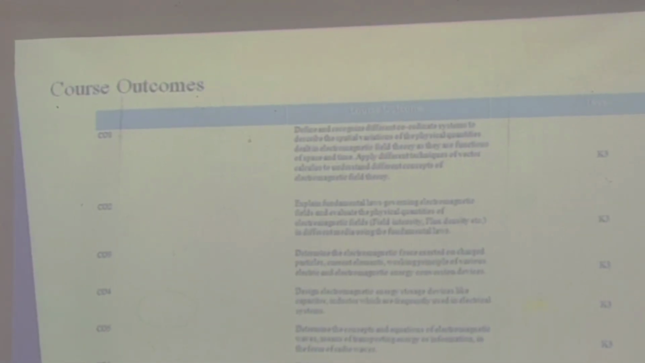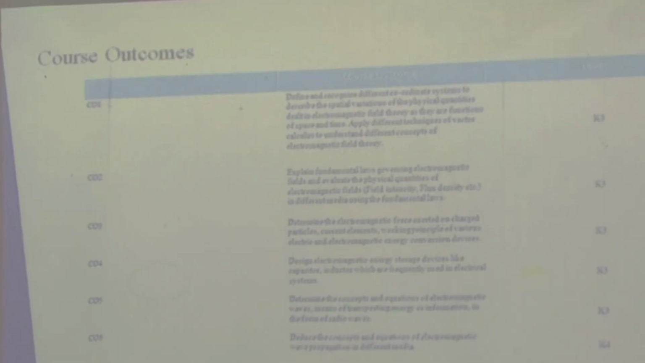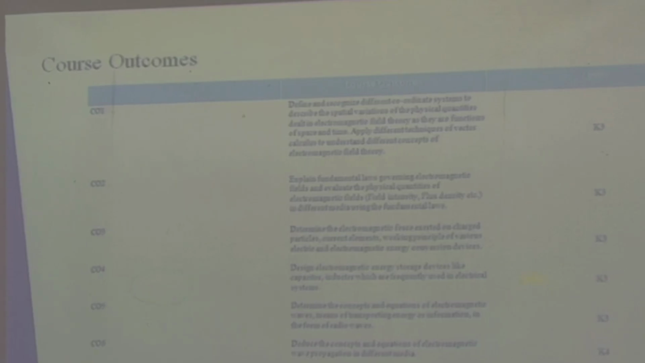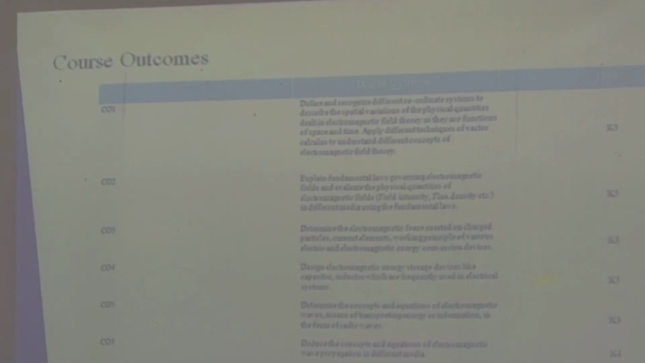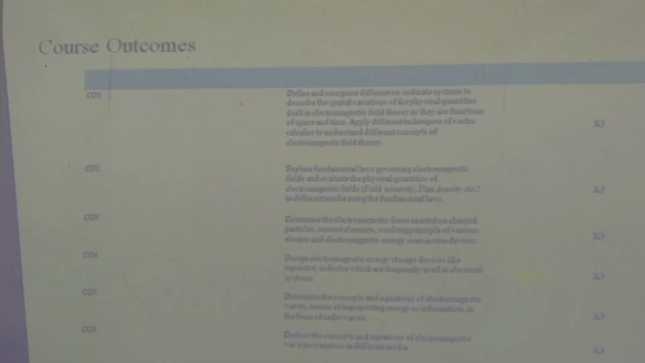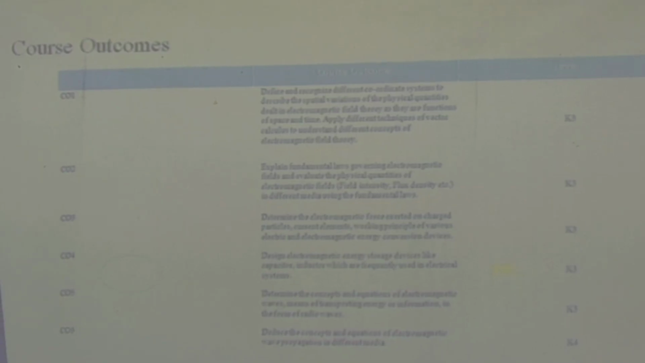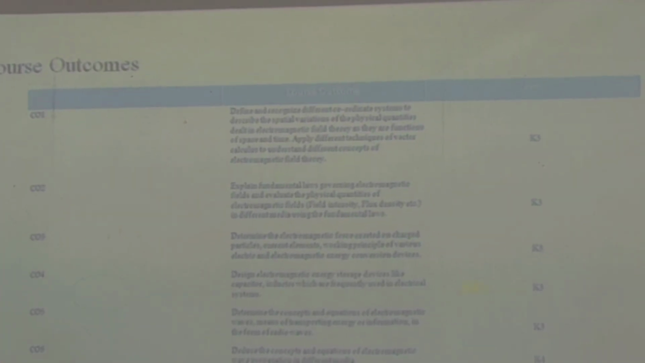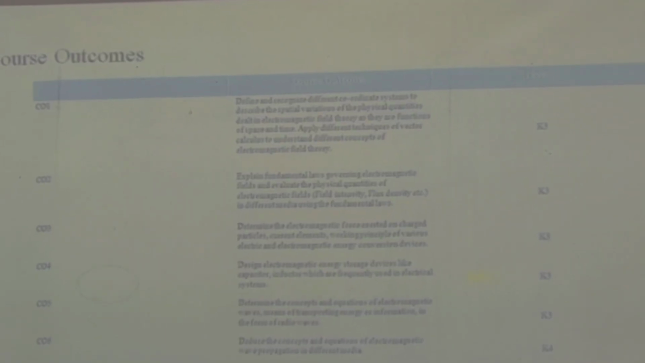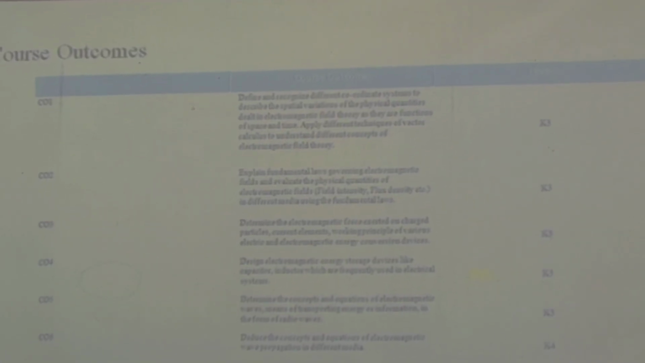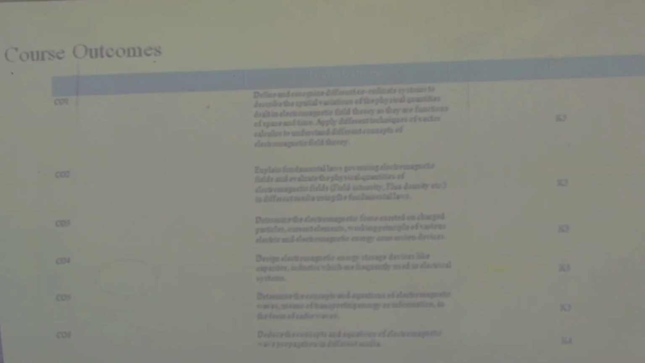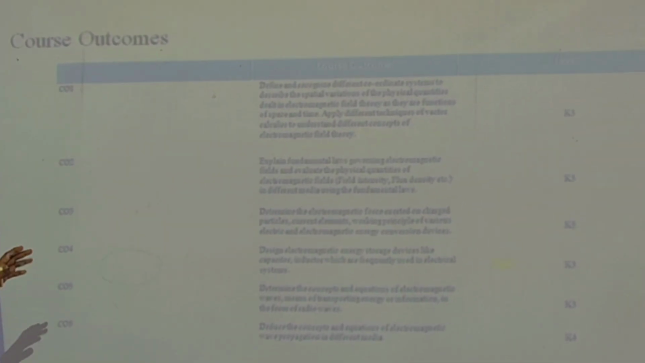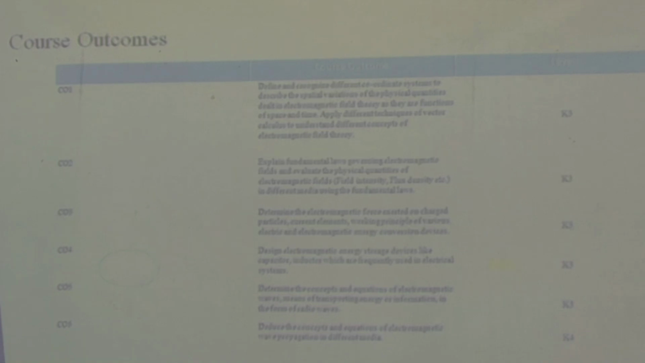So these are the course outcomes designed for this subject. We have got 6 course outcomes. First, CO1 deals with different coordinate systems in spatial and time domain, and you have to apply different techniques to understand the concepts of electromagnetic field. And CO2 deals with laws pertaining to voltage and current, that is charges and current in electric field and magnetic field.